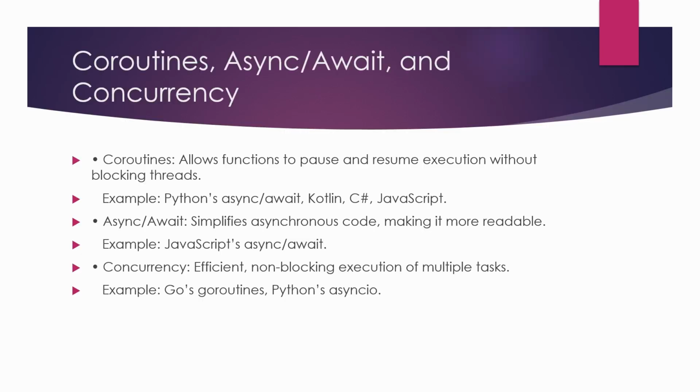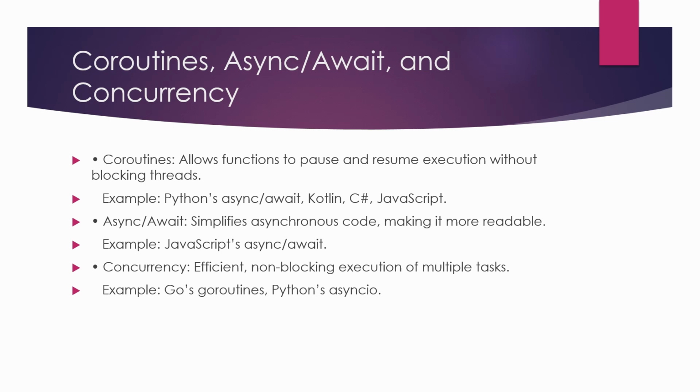Let's start with coroutines, async await, and concurrency. Coroutines allow functions to pause and resume execution without blocking threads. This is especially useful for tasks like I/O operations, networking, or event-driven programming. In languages like Python, Kotlin, C Sharp, and JavaScript, coroutines help manage asynchronous tasks without needing to deal with complicated callback mechanisms.